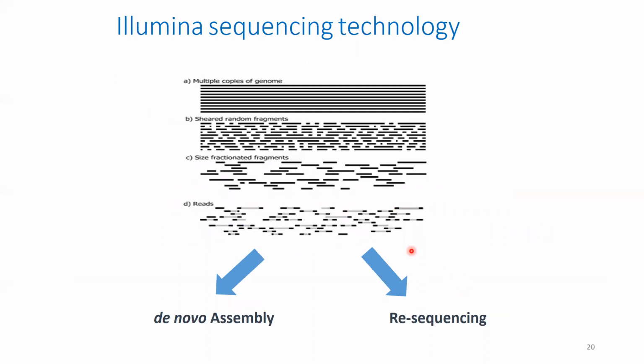So let's imagine we have sequenced our genome. We have millions of reads, of short reads. They can go from something like 50 base pairs up to 150 base pairs. So what do we do with those? There are two main things we can do. One is de novo assembly, and the other one is resequencing. And I will explain both of them in the next couple of slides.